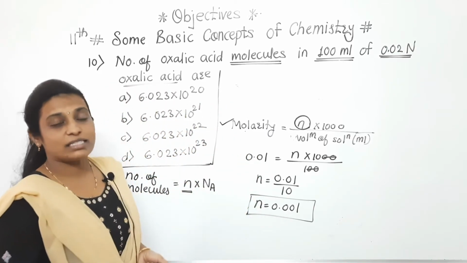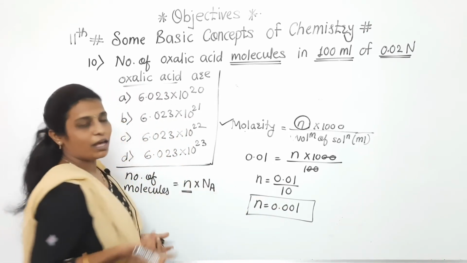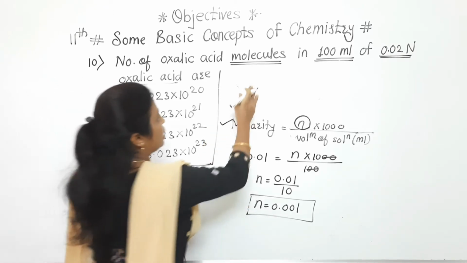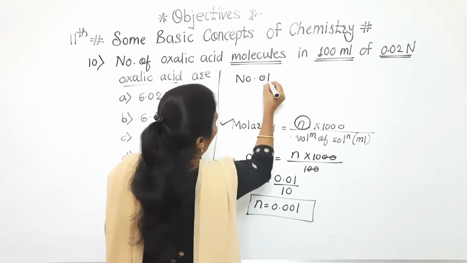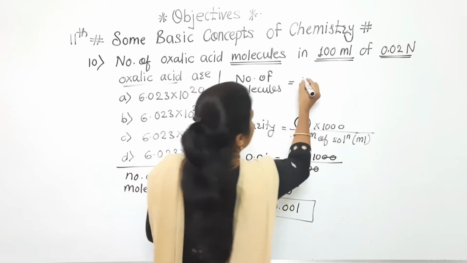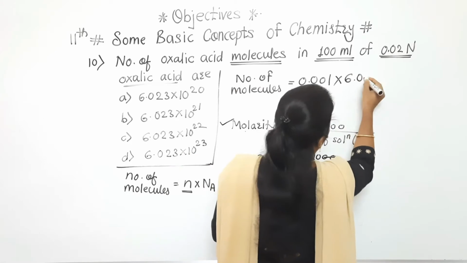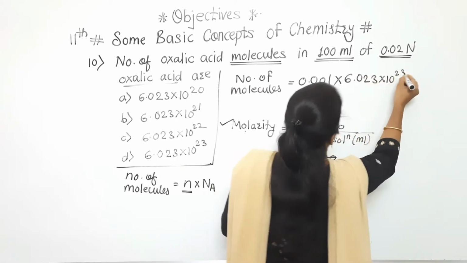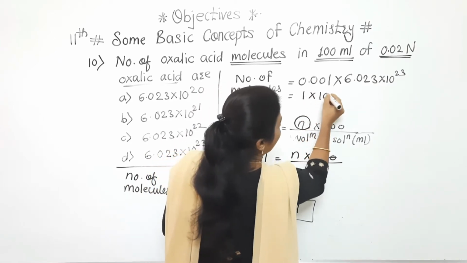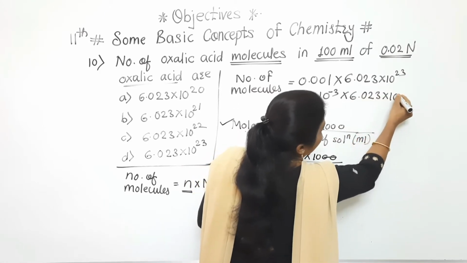Next step, that is the last step. We just have to put this value in this equation and multiply with Avogadro's number. Hope everyone has completed this part. Now see, number of molecules is equal to n, that is 0.001, into Avogadro's number, 6.023 into 10 raised to 23. Here 0.001 is nothing but 1 into 10 raised to minus 3, into 6.023 into 10 raised to 23.